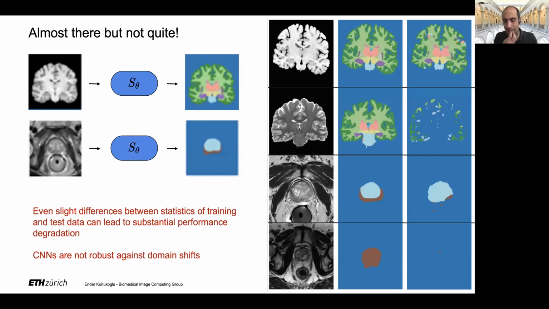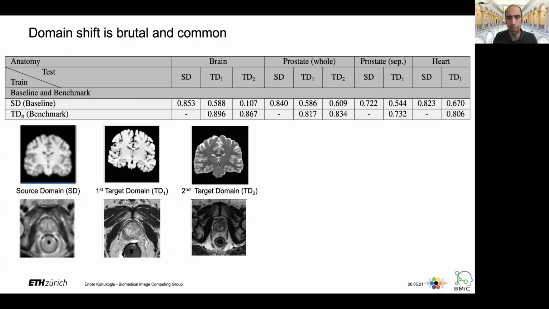So effectively, the point is, even slight differences between the statistics lead to substantial degradations. And this happens, as I showed you here in segmentation, but it actually happens in classification problems as well, as I discussed previously. Now, I wanted to give some numbers for these things.